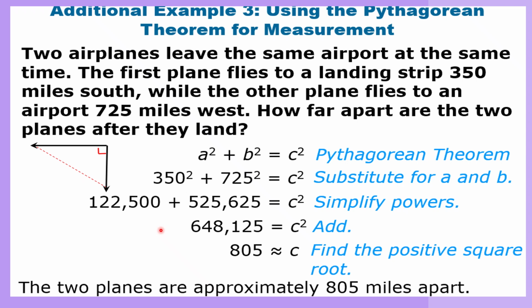Then substitute for a and b. So that is 122,500 plus 525,625. Then add the two, so that will become 648,125 equals c squared. Extract the square root, that is approximately 805. So the two planes are approximately 805 miles apart. Okay.